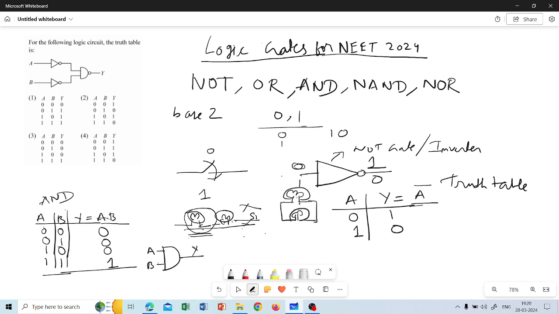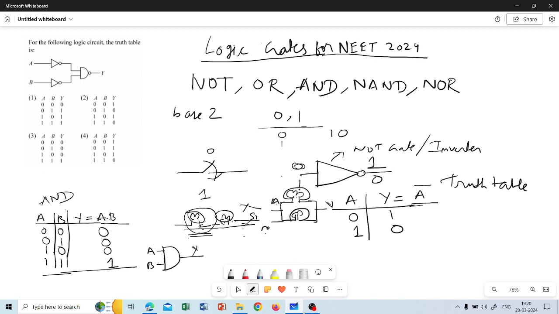So this is the connection. This is, let's say, input. These are two inputs, A, B. This is output Y. So now let us check what happens.